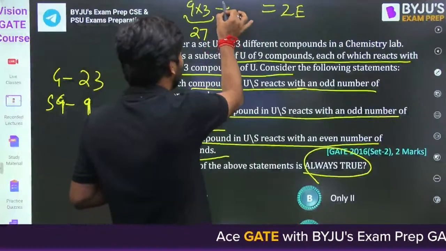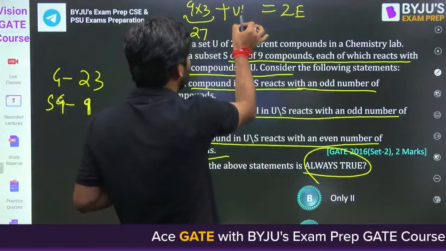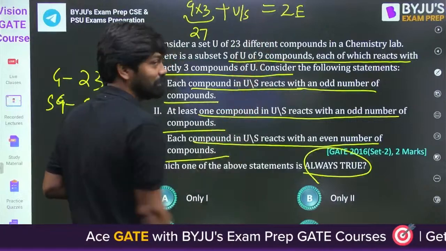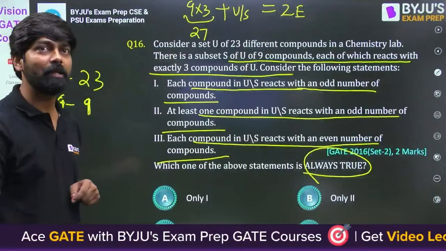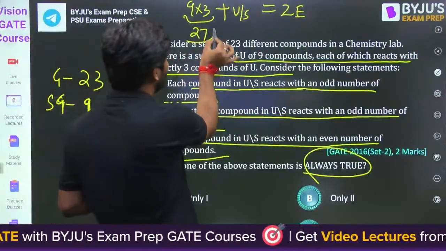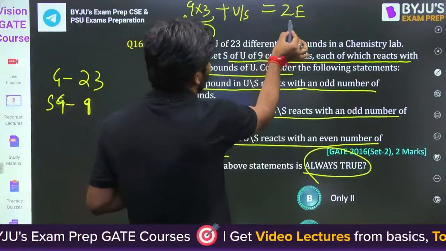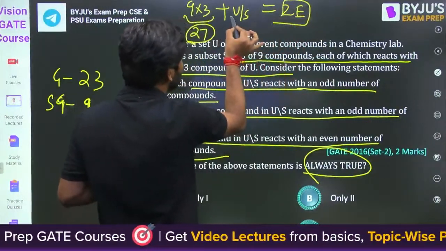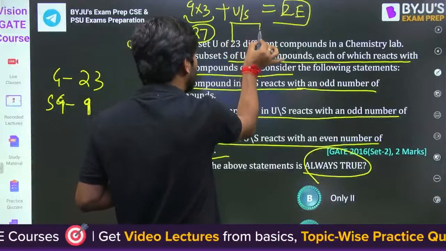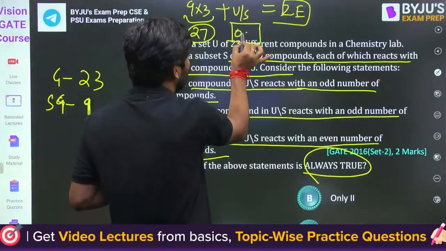Plus, you should know the degree of U by S. U by S means U minus S, the remaining vertices. What about the remaining vertices? See, this is odd, my dear friend, and the total sum is even. So this should be odd.